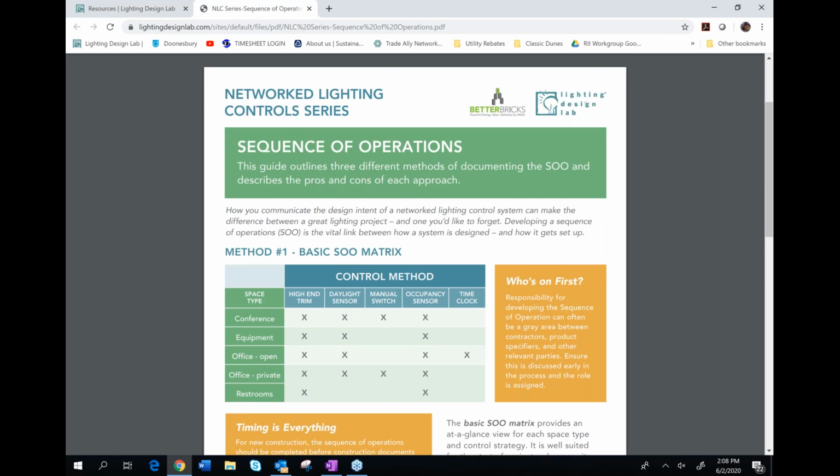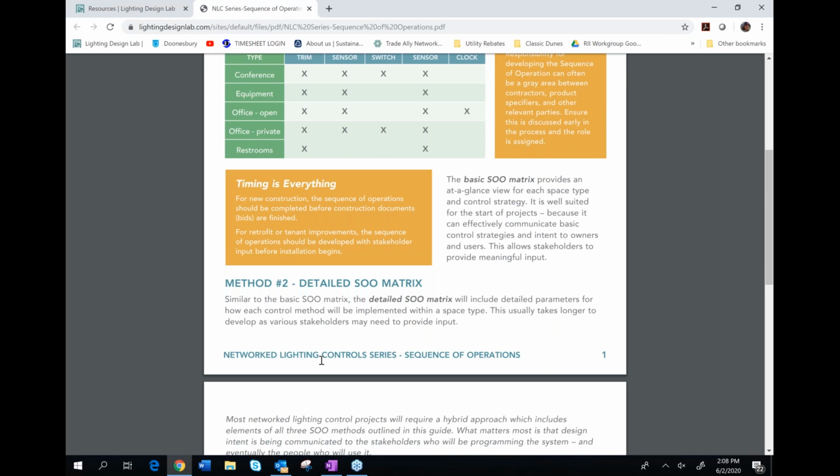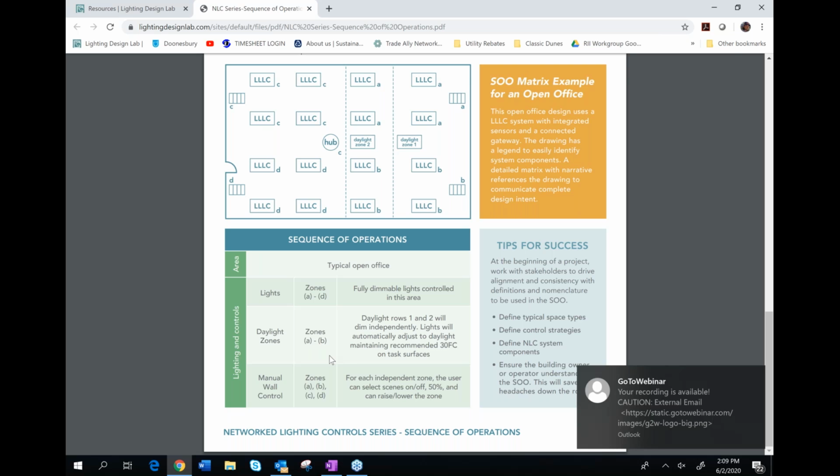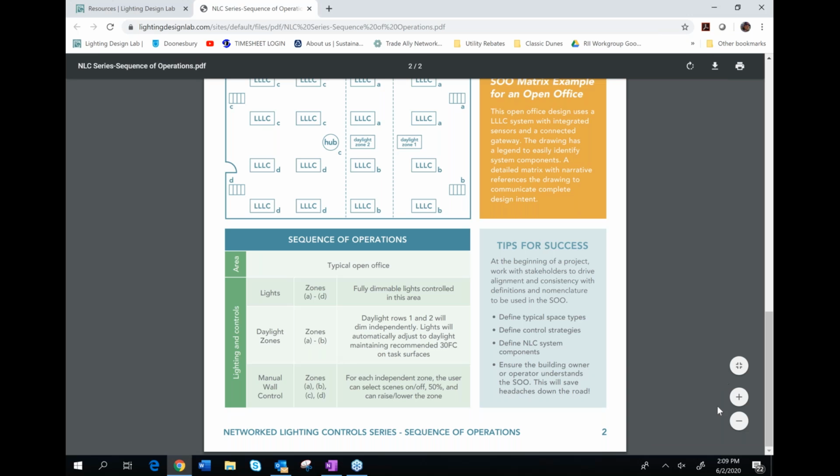I like to highlight that the sequence of operation concept is even a scope gray area. So one of the key highlights here in this guide is, hey, make this an early conversation. But then it goes on to describe different methods. We have a basic matrix that just says, hey, is the space using a certain control strategy or not? We go into a narrative, and finally we go to a more detailed, although it takes a little bit more time to put together, method, which is both a narrative and a matrix in itself, paired with a diagram.